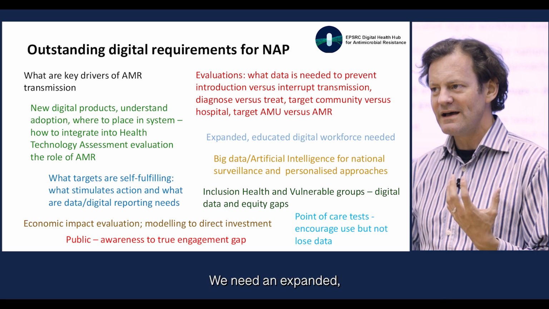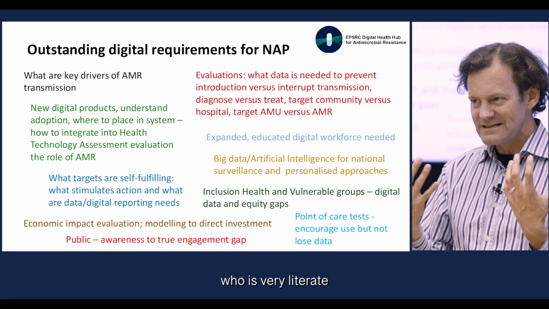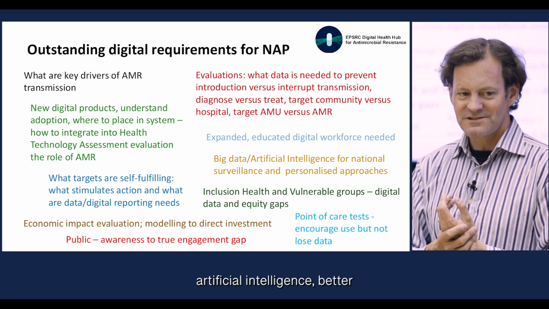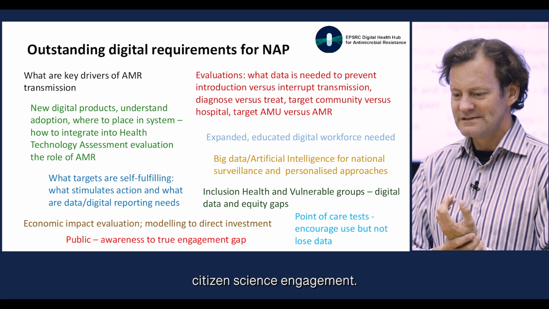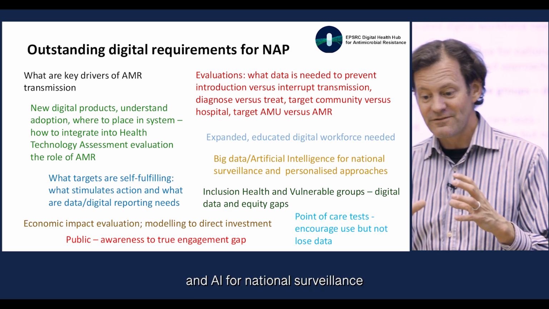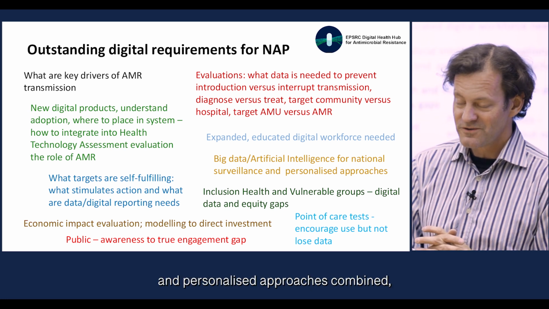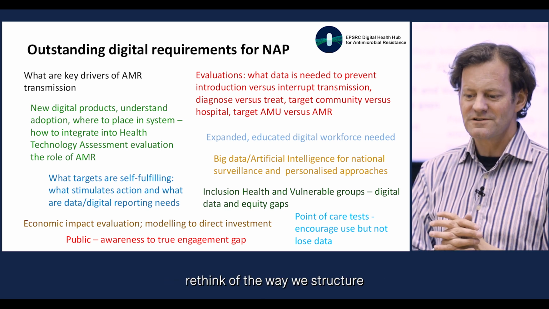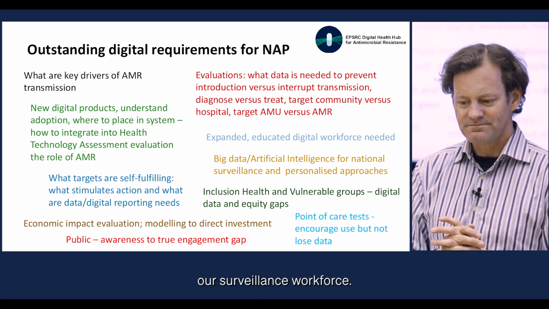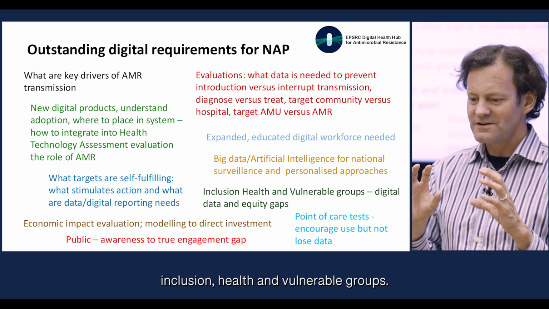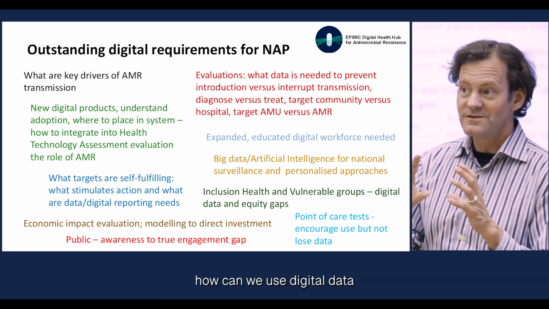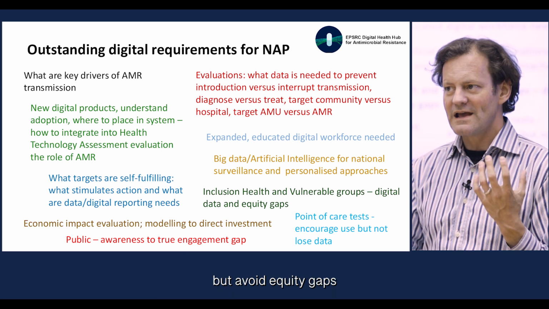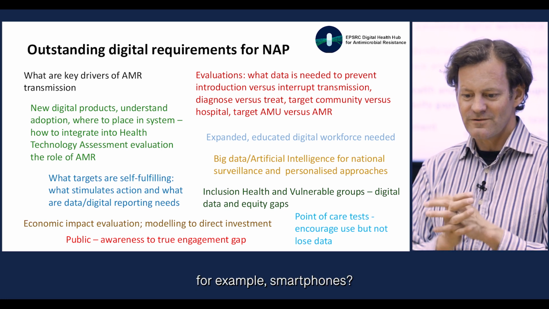We need an expanded, educated digital workforce that's very literate in utilizing these new techniques. For example, artificial intelligence, better citizen science engagement. We need big data and AI for national surveillance and personalized approaches combined, and that's going to require a complete rethink about the way we structure our surveillance workforce. We need to really think about inclusion, health, and vulnerable groups. Both how can we use digital data for their benefit to identify the key needs, but avoid equity gaps where people don't have access, for example, smartphones.